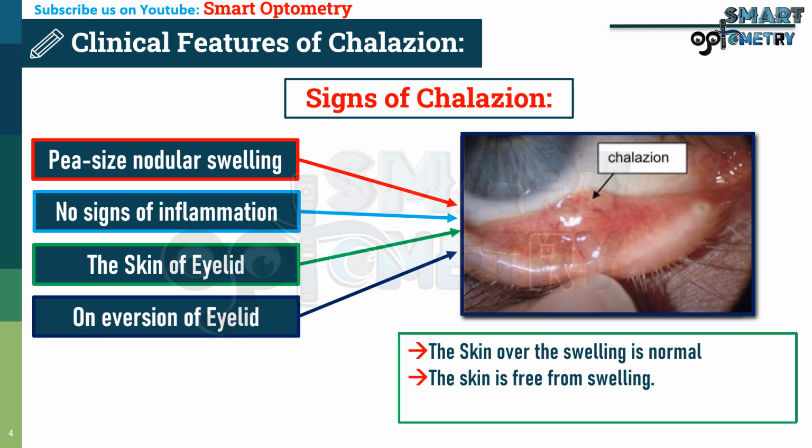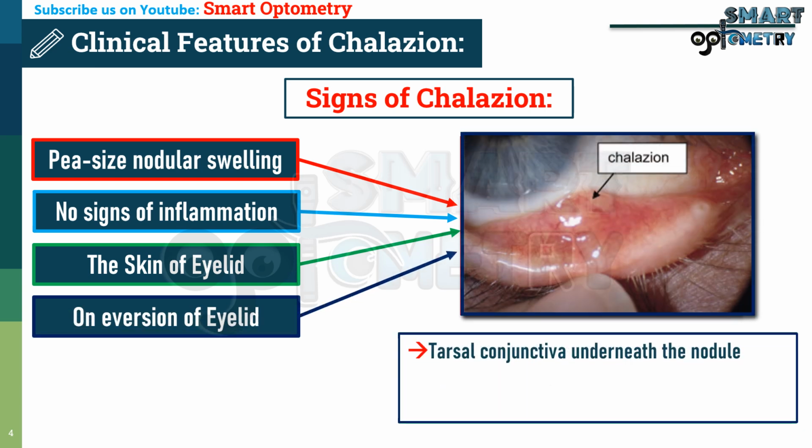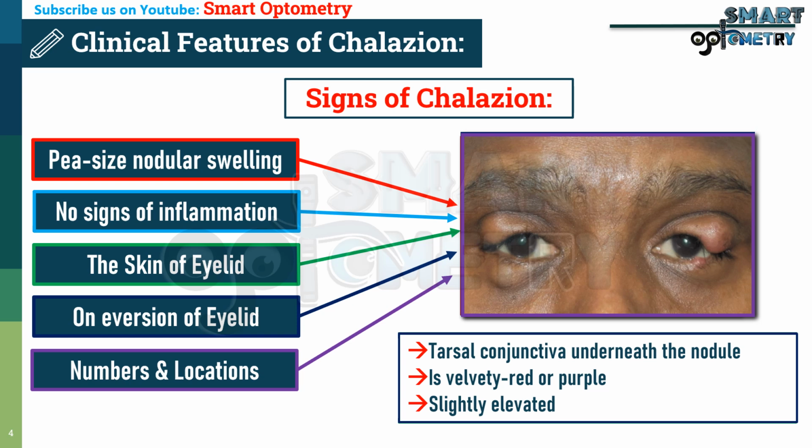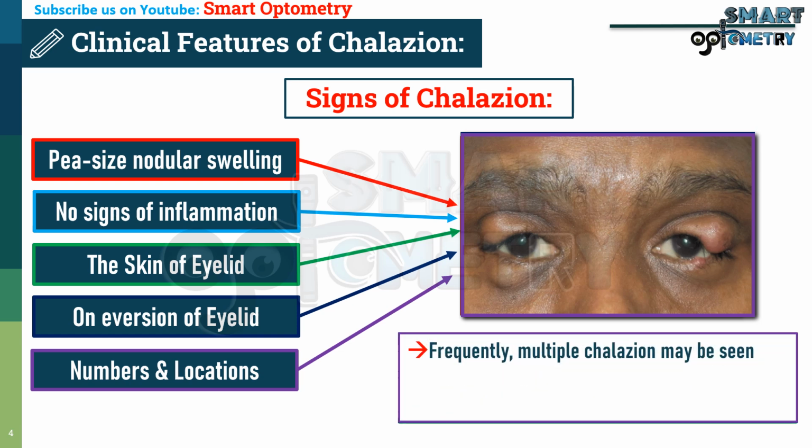4. On eversion of the eyelid, the tarsal conjunctiva underneath the nodule is velvety red or purple, and slightly elevated. 5. Numbers and locations. Frequently, multiple chalazia may be seen involving one or more eyelids.